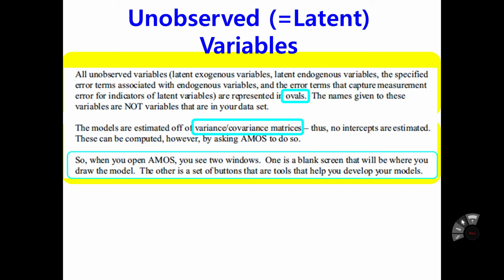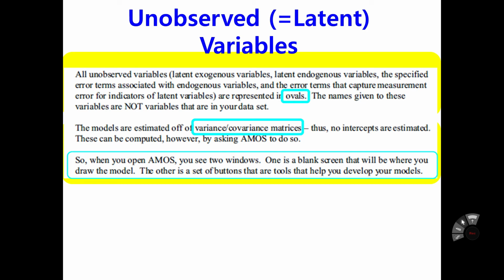The names given to these variables are not variables that are in your data set. Of course, in your data set you have observed variables, indicator variables, with variable names already designated. However, we are now going to extract unobserved variables or factors out of a multiple number of observed variables, and then the researcher will name the unobserved variables. So the naming of unobserved variables is supposed to be done by each researcher.